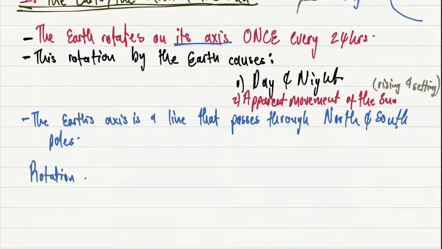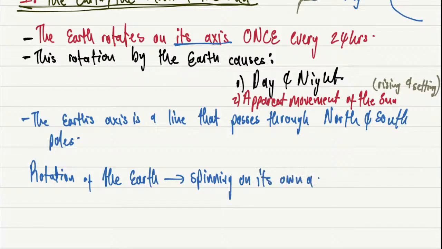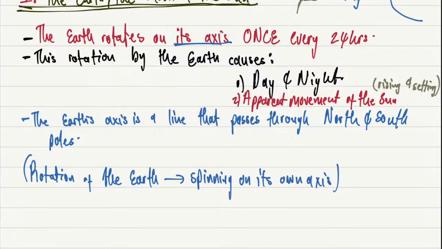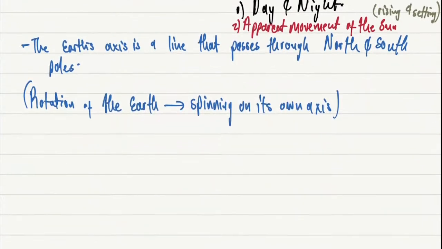So, rotation of the earth is what? Rotation of the earth is spinning on its own axis. This is what we mean by rotation of the earth. It spins on its own axis, going round and round, and it's doing it right now. That's why it's evening time, because we are not facing the sun right now, the earth has rotated us. Okay? Are we together?